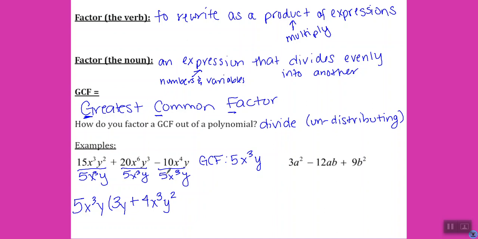Negative 10 divided by 5 would be negative 2. We had x to the 4th. We divided out x cubed. We're left with an x. Y divided by y is 1, so that part's just gone. So there, we factored out the GCF.